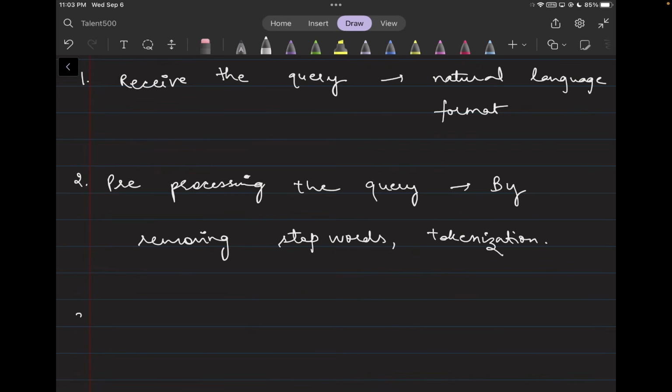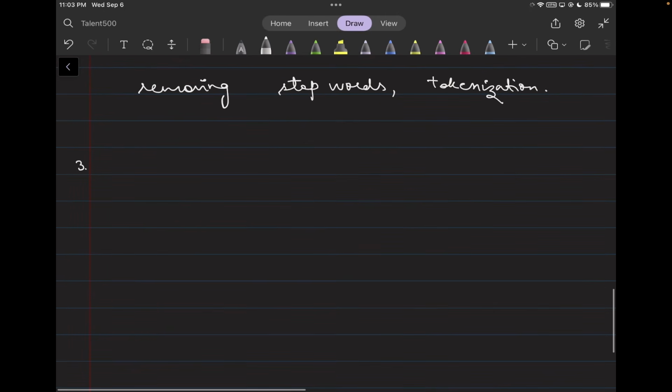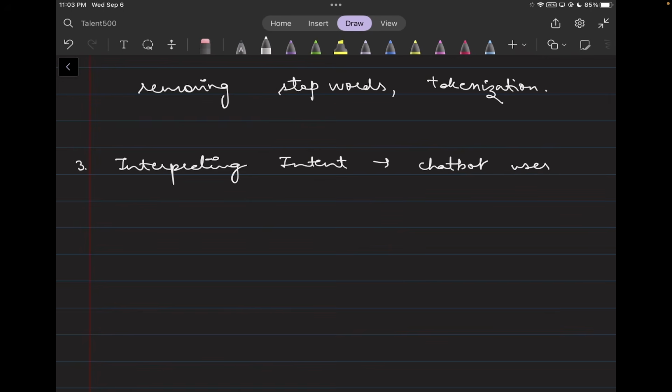Okay. After this, what is the next step which we will be doing? That is interpreting intent. How is it actually going to interpret the intent behind that question? For that, your chatbot is going to be using NLP, and based upon that NLP, it is going to interpret the intent behind the query.